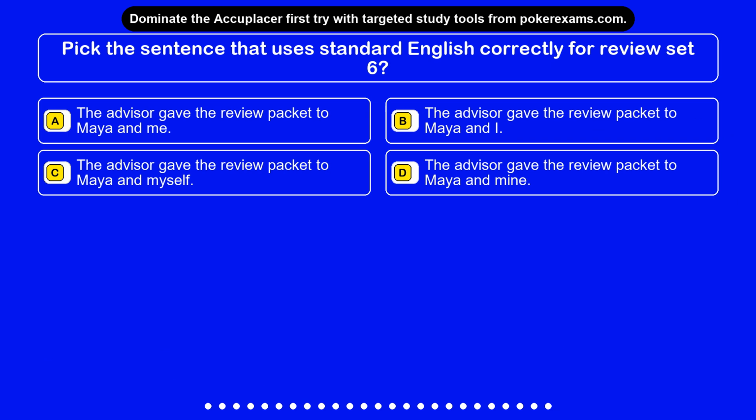Question 20. Pick the sentence that uses standard English correctly for review set 6. Option A. The advisor gave the review packet to Maya and me. Option B. The advisor gave the review packet to Maya and I. Option C. The advisor gave the review packet to Maya and myself. Option D. The advisor gave the review packet to Maya and mine.